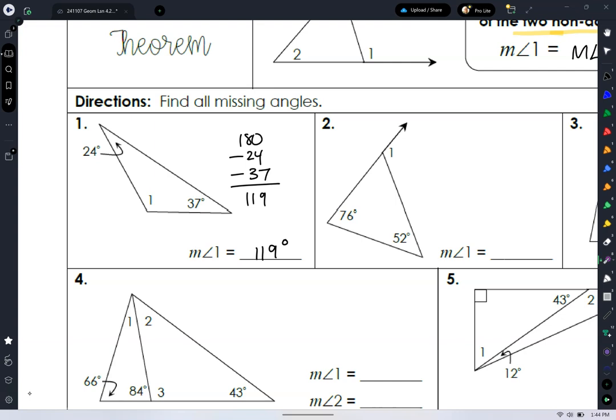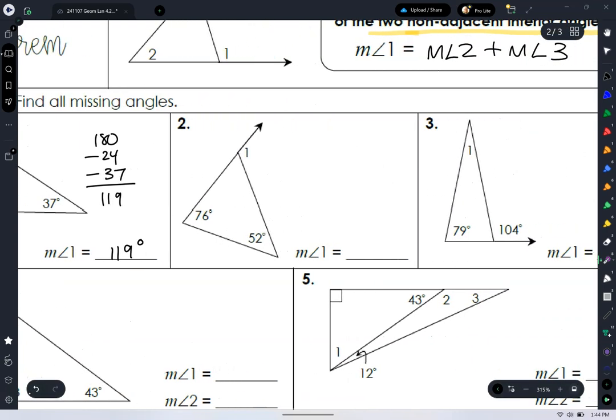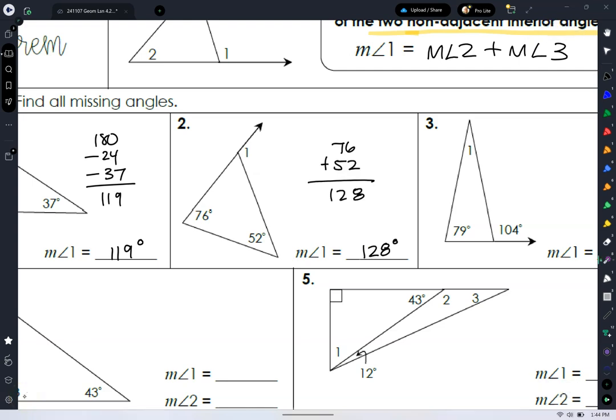All right, how about number 2? Is number 2 an example of the exterior angle theorem or the angle sum? Yeah, this is exterior, right? So we know that angle 1 here is going to be equal to the sum of the two non-adjacent interior angles. Go ahead and figure that one out. 128 degrees, yeah? Yes. Good. Outstanding. I like it.